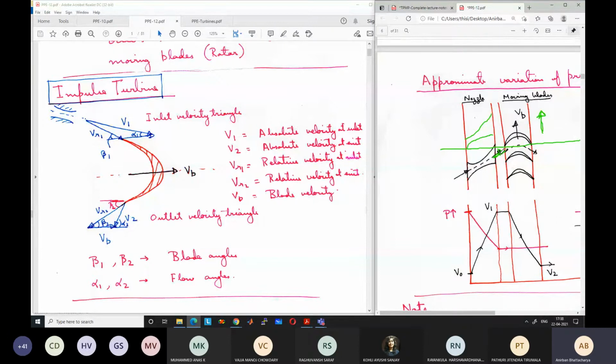Now this is the direction of the moving blades, VB. VB is the blade velocity, the direction in which the blades are moving with a certain velocity. Can anyone say what will be the velocity VB? How can the velocity VB be calculated? We will do it later, but intuitively, can you say how we can calculate the velocity VB?